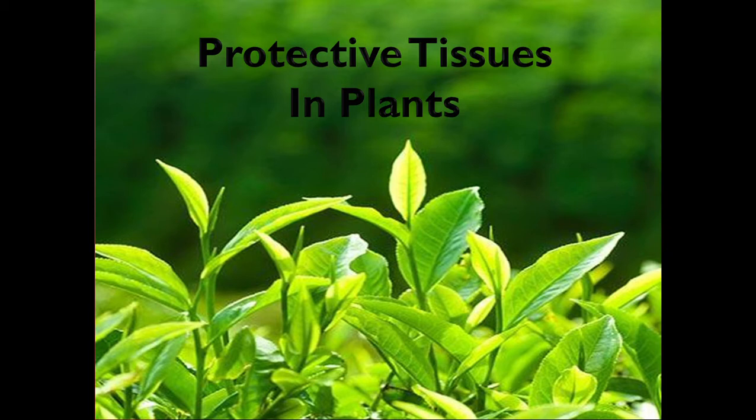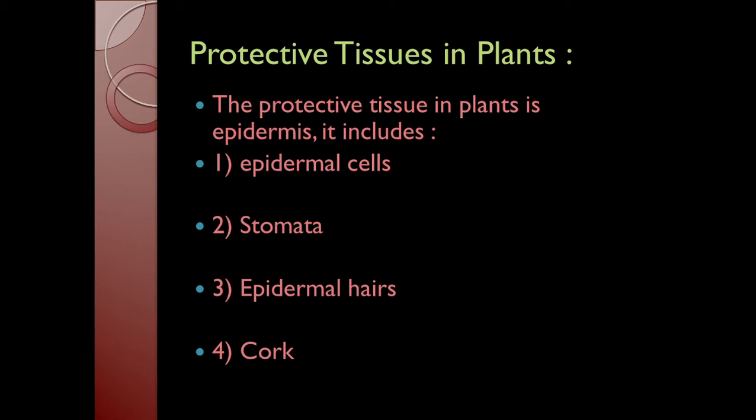In the previous video, we have studied about the stem tissues as well as the tissue system in plants. In this video, we will study about the protective tissues in plants. All the plant parts have a protective covering on them, which will be in direct contact with the environment. As the skin protects our body, the plants also have protective tissues, and these protective tissues are in direct contact with the environment. The protective tissue in plants is the epidermis.